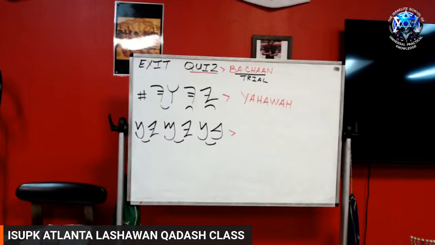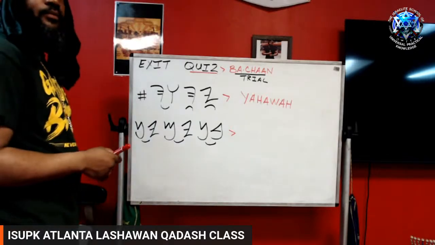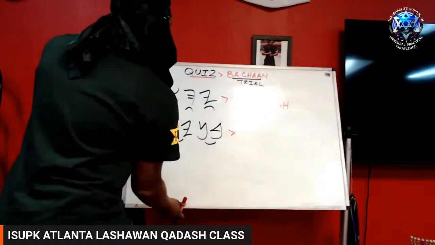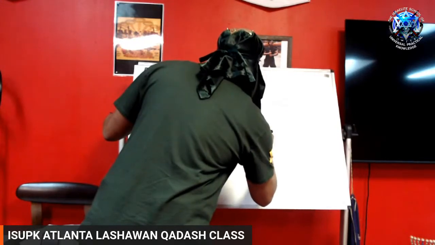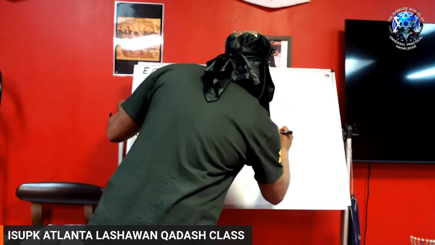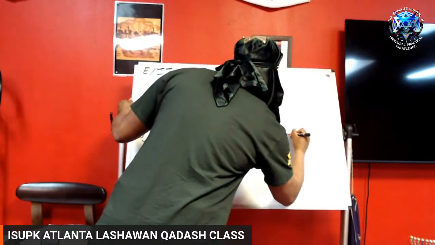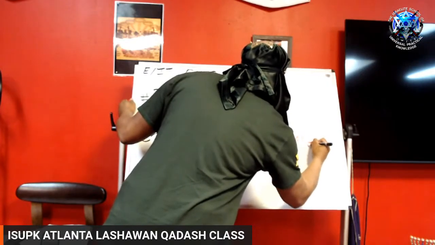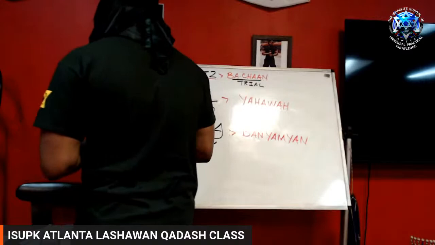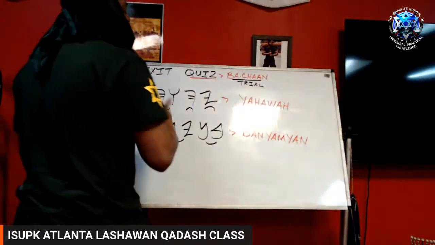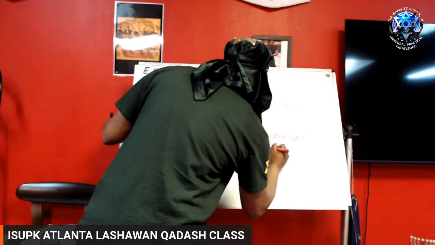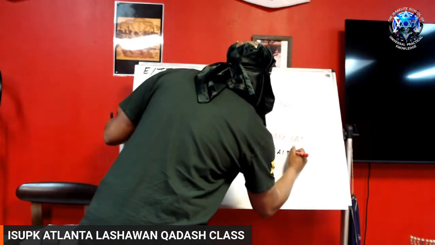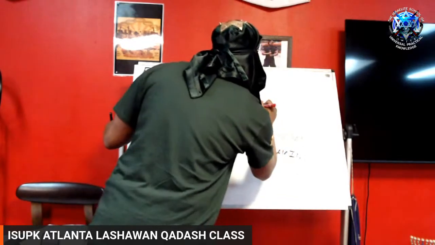All right. Does anybody know what this word is? All right, young man Charles, go ahead. Benyamin. Very good. Or what in English? Jacob's favorite son. All right. Or Benjamin. That's right. All right. Good.